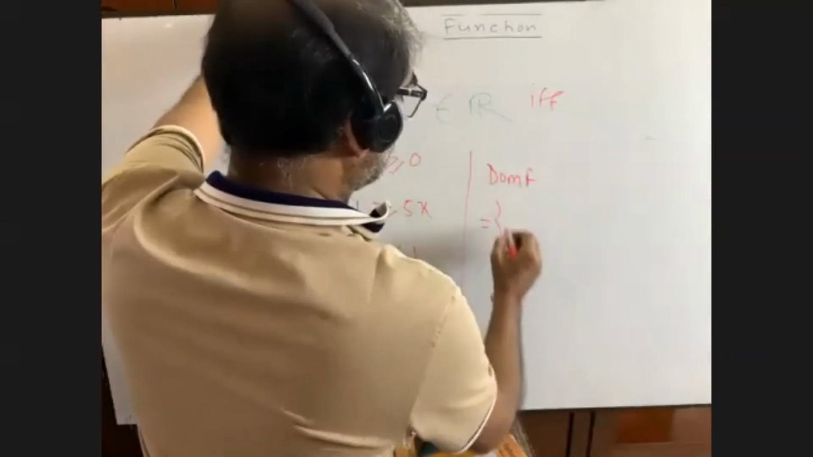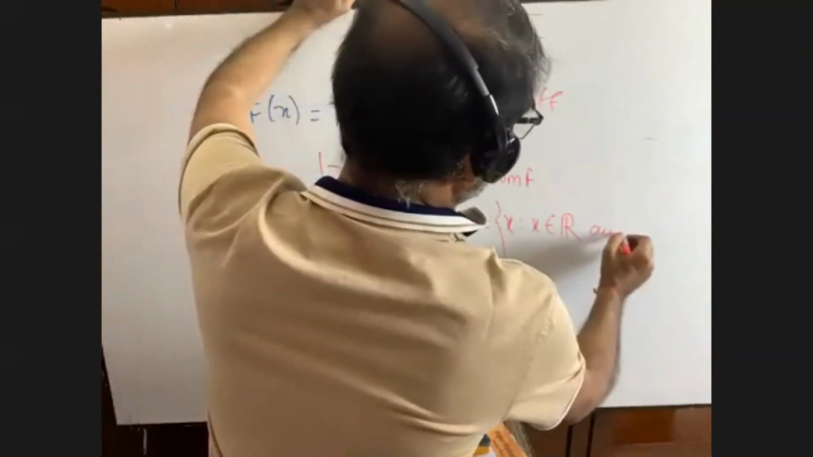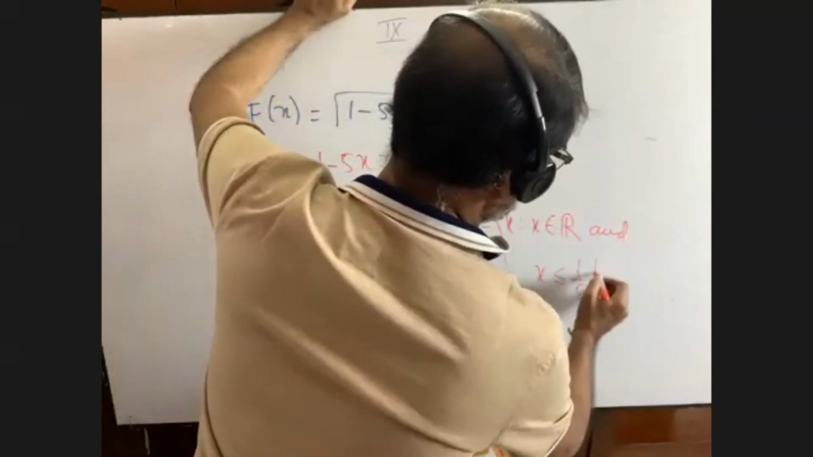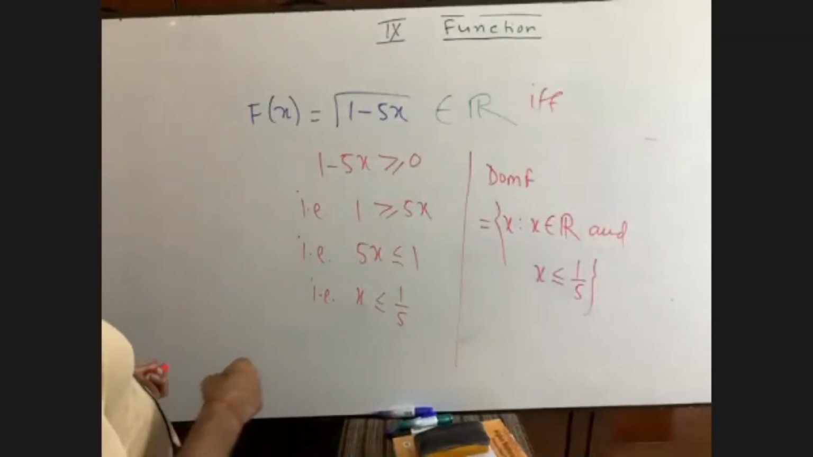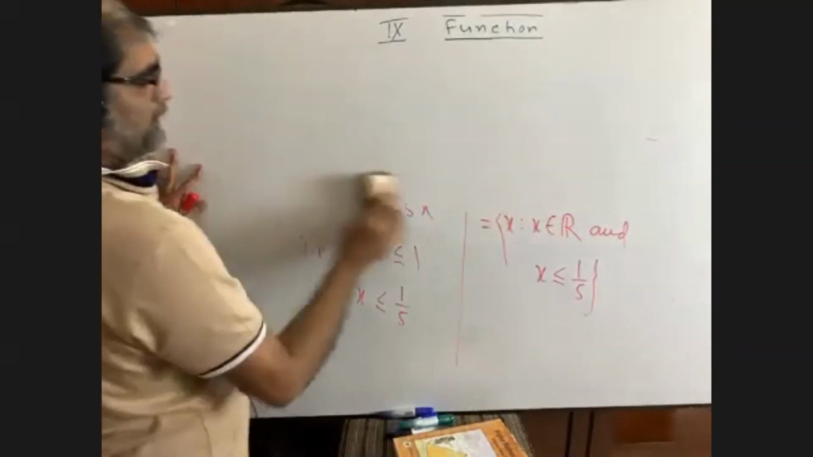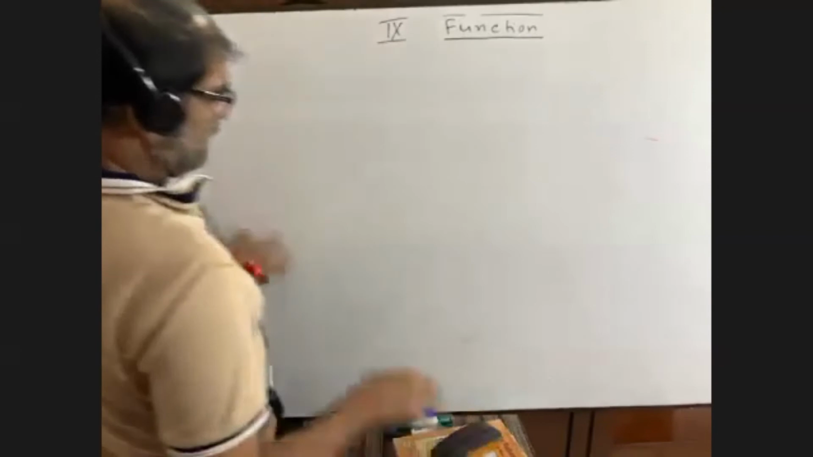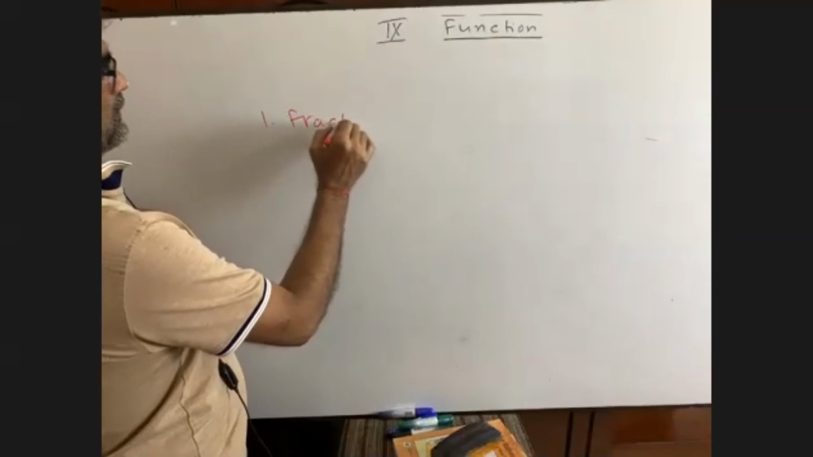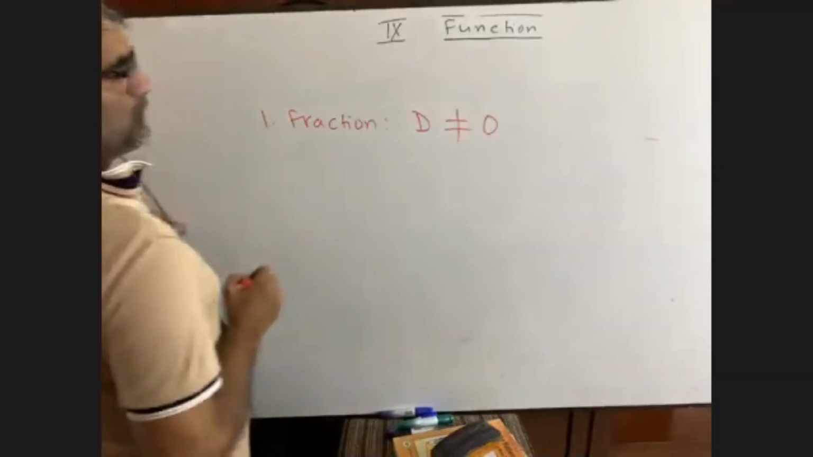Domain is equal to x, where x belongs to R and x is less than or equal to 1 by 5. Have you got it? These are the ways how we can determine the domain. In determining the domain, we have only two obligations. Number one, for a fraction, the denominator is not equal to 0.